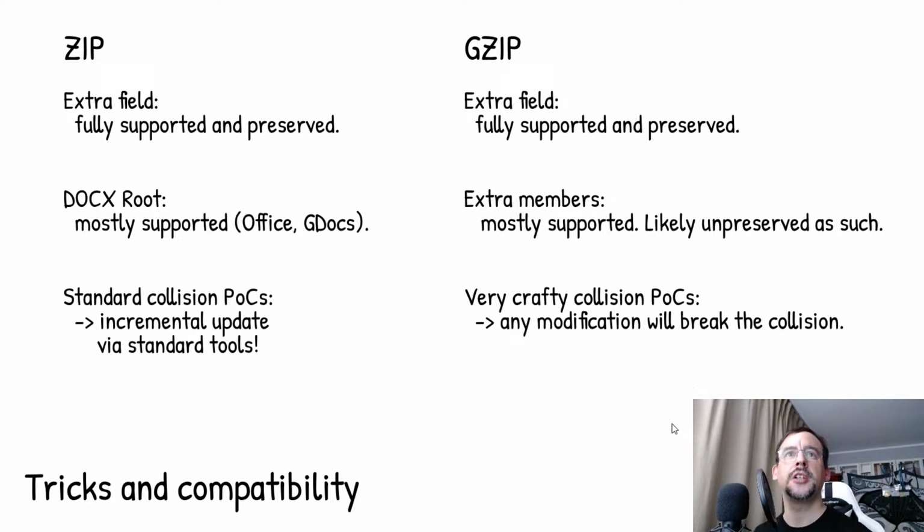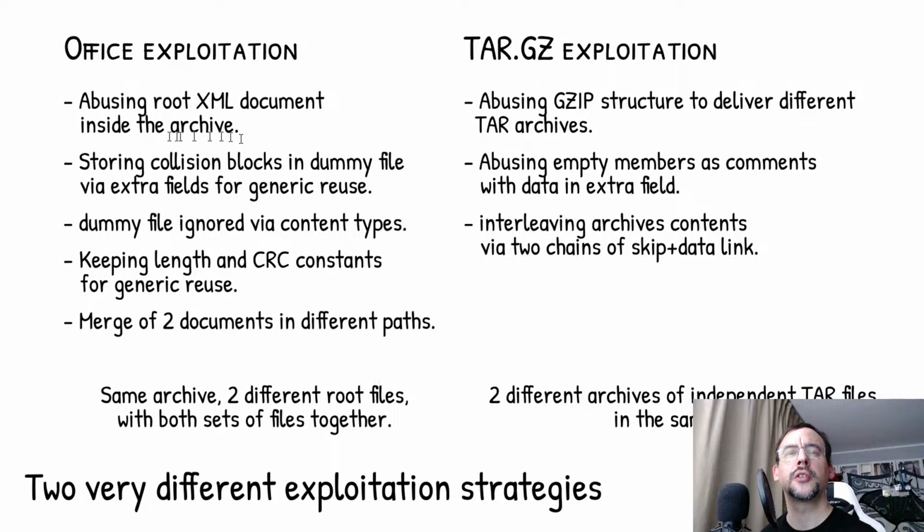The tricks and compatibility. So in one case, we abuse the root document. We store the collision blocks in a dummy file. We make sure the dummy file is seen by the system by adding it to the content types XML. Then we keep the length and CRC constant for generic reuse, and we merge the two documents in different paths in the archive.